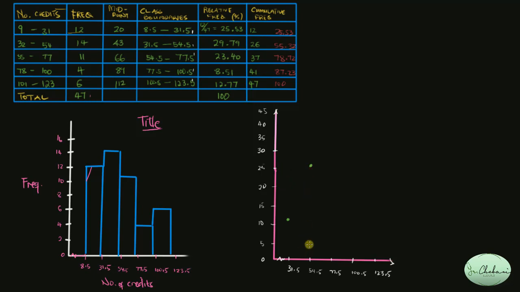And then we have 77.5, and the frequency there is 37. So if 35 is here and 40 is here, 37 would be somewhere here. And then we have 100.5 and 41, so this is 40, so 41 would be here. And then 123.5 corresponds with a frequency of 47. So this is 45, so 47 would be somewhere there.